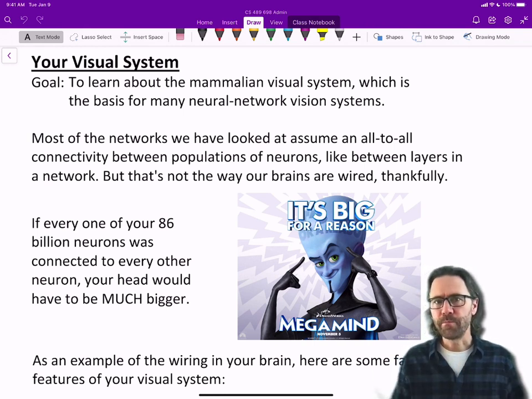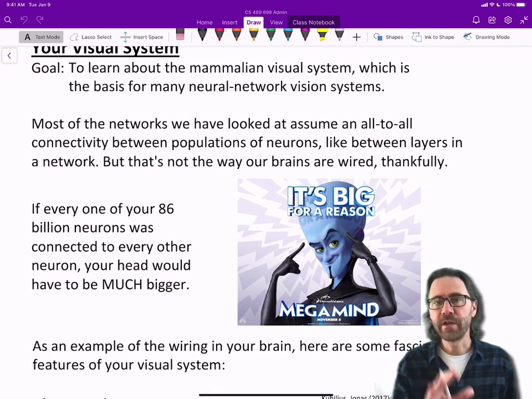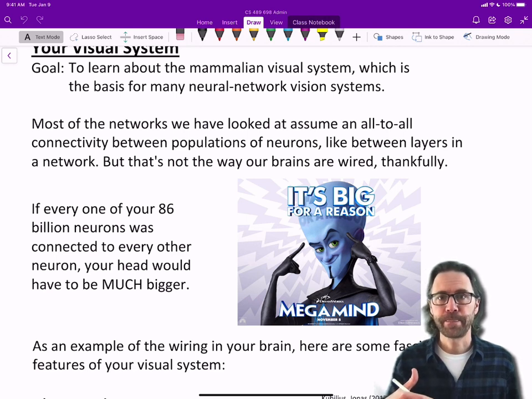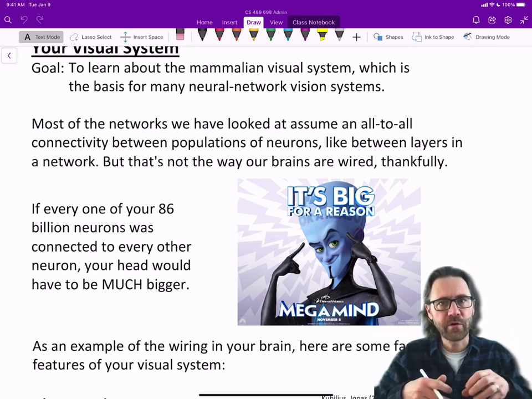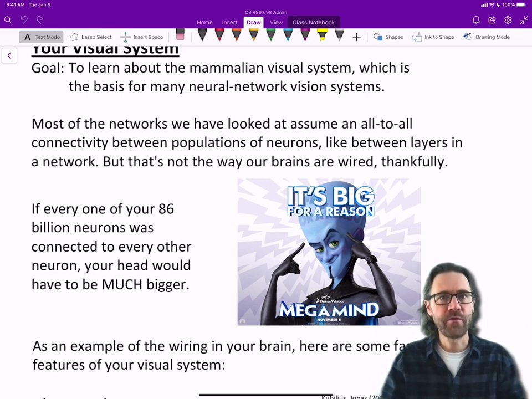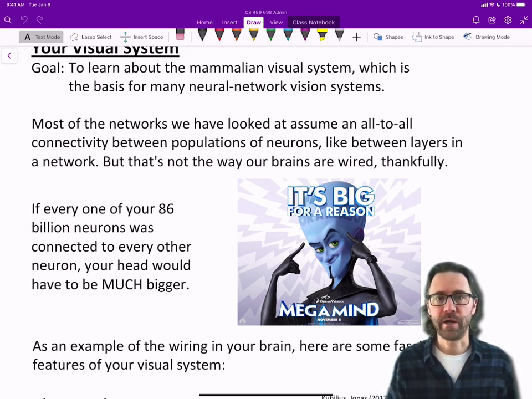Okay, first of all, most of the networks that we've looked at, in fact, pretty much all the networks that we've looked at in this course, have assumed that between different layers, it's all-to-all connectivity. So every neuron in one layer is connected to every other neuron in the adjacent layer. Okay, but that's not the way your brain is wired.